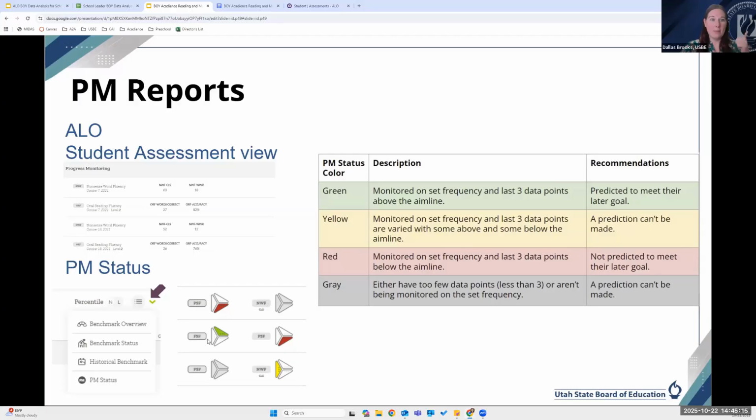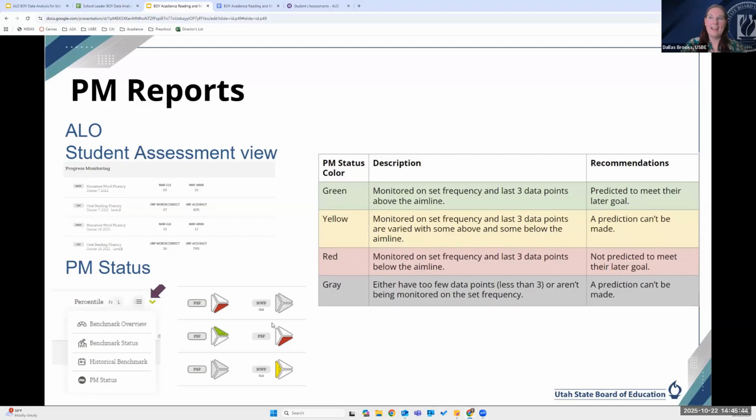If they have the green, so they've been progress monitored on rate, and they have 3 probes, and then they get the green triangle, that means that the last 3 probes were above their aim line. That means we're good. ALO is making a prediction that this student is going to reach their end of year goal. So this student right here, this example that I'm using, first sound fluency, whatever we're doing for this student with first sound fluency, it's working. Keep it up. Now I'm going to skip yellow and come back to it.